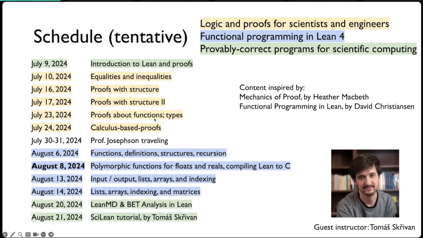Next week, we're going to be getting into functions and types and moving into calculus-based proofs before we'll be taking a week off while I travel. For everyone in person, come in person next week, but I'm actually going to be in New York, so I will be joining online, and I won't see you, but good to see you today.